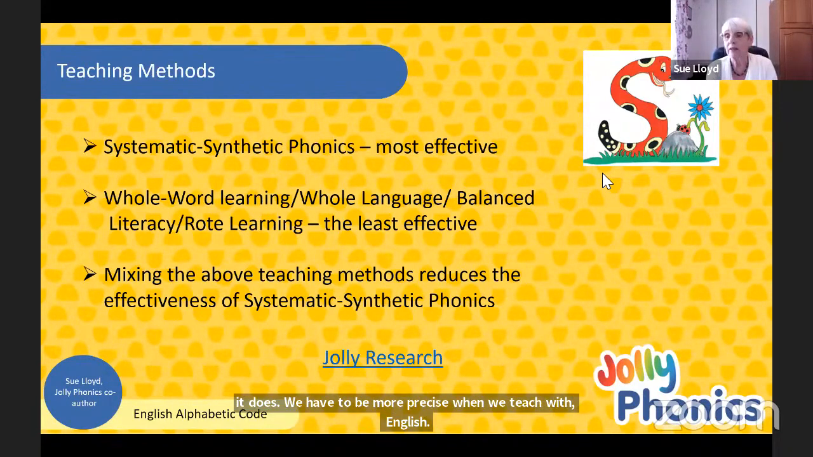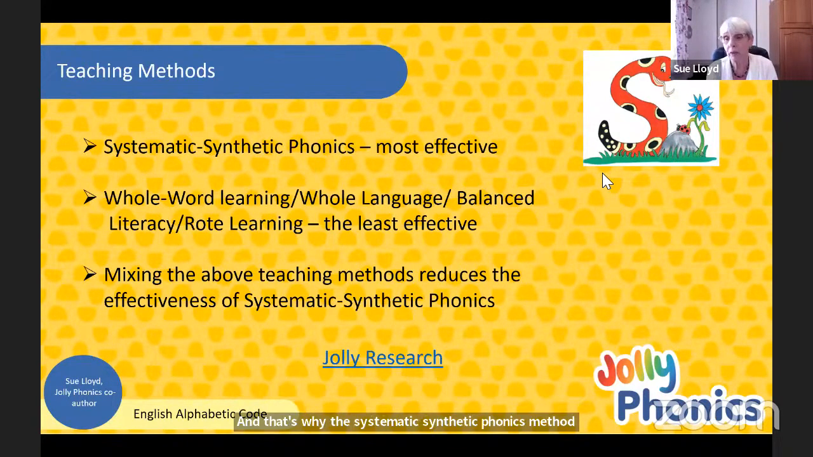And that's why the systematic synthetic phonics method is the most efficient and the best. The poorest are things like whole language learning, balanced literacy, rote learning, even just saying the letter names of words and trying to get the children to remember them rather than decode them. They're the least effective. But what you need to watch out for is that if you mix your methods, if you do a bit of synthetic phonics and a bit of whole language and a bit of something else, you then reduce the effectiveness of the synthetic phonics. So it is important to try and keep to a pure understanding of synthetic phonics.